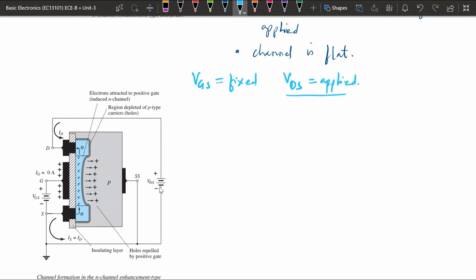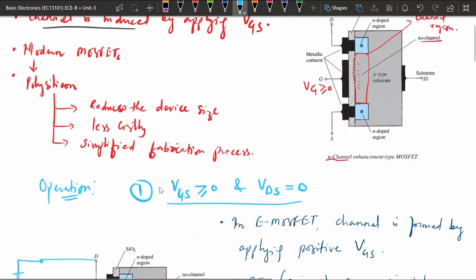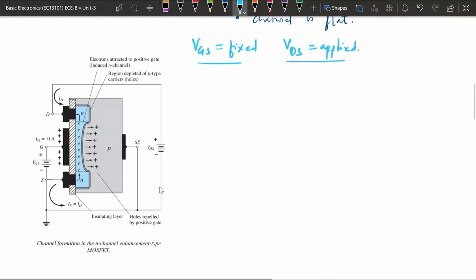Now the second case, like this is the first case you can call it, and in the second part we make VGS fixed. That means we have made VGS fixed, so we are able to form the channel. Once the channel is formed, now we apply VDS. VDS will be applied such that VDS is positive. We will connect the drain to a positive voltage. So in that case, now what will basically happen is we will see that.